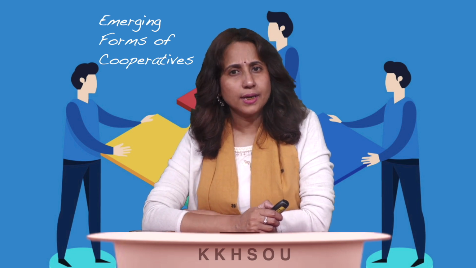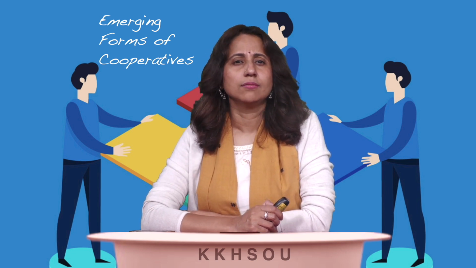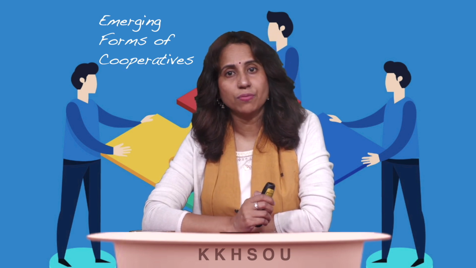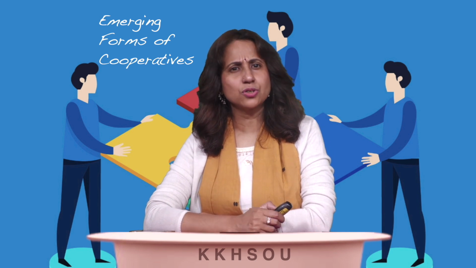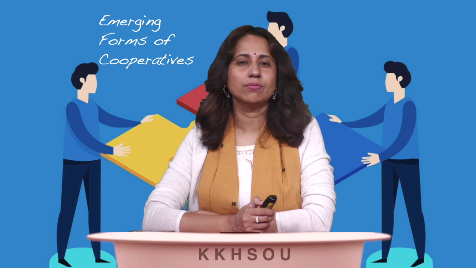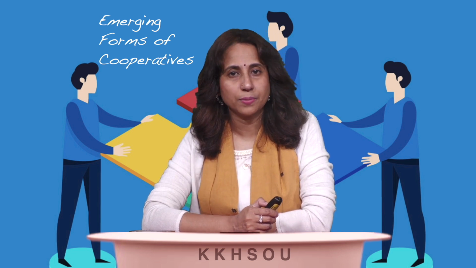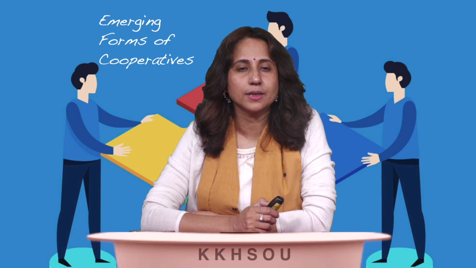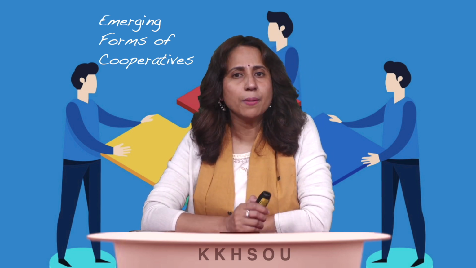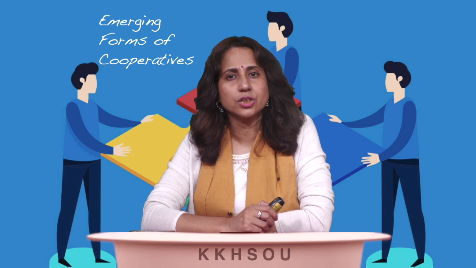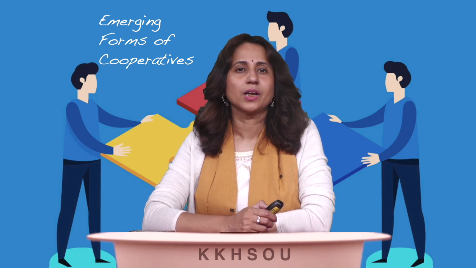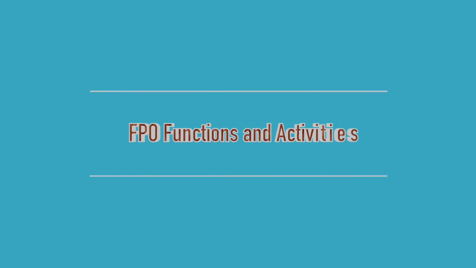And the FPOs typically consist of small and marginal farmers organized at the village or the cluster level. Membership ranges from as few as 100 farmers to several thousands. Though an optimal size of maybe 500 to 1000 members is often recommended for viability. And the FPOs conduct regular general meetings where all the members participate in major decisions, review their performance, and elect directors. So, what are the functions and the activities of FPOs?